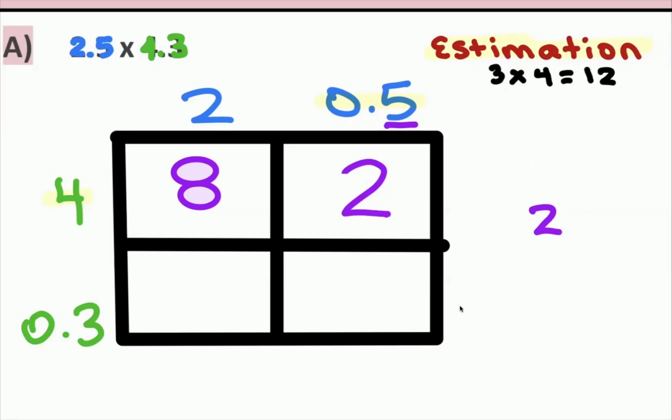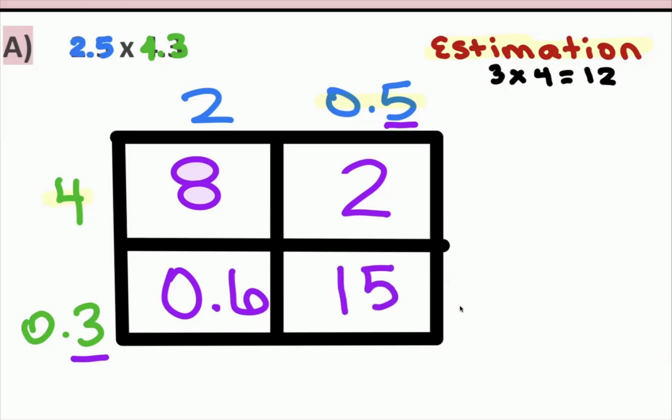All right, try filling in these last 2 boxes on your own, then come back to the video to check your work. For this bottom left box, 2 times 3 is 6, and there's one number to the right of the decimal, so we can write it as 0.6. And then 0.5 times 0.3. Well, 5 times 3 is 15. We have one number after the decimal in 0.5 and one number after the decimal in 0.3. So we need to move it back 2 spots, and we get 0.15.